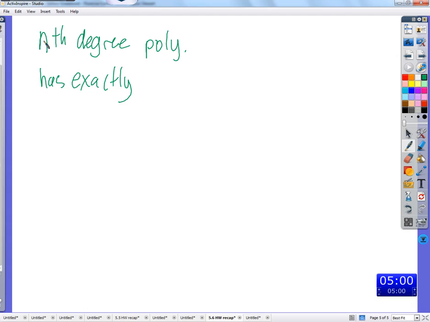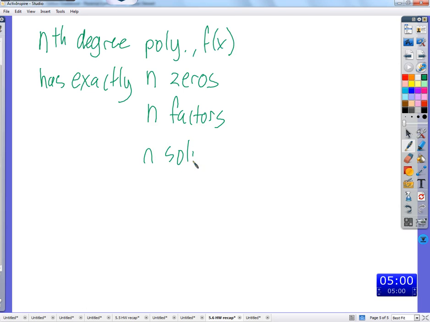So if this was a fourth degree, how many zeros would it have? Four. If it was a fifth degree, five. If it was an nth degree, n zeros, n factors. If we call it f of x, we could say n solutions to f of x equals 0.